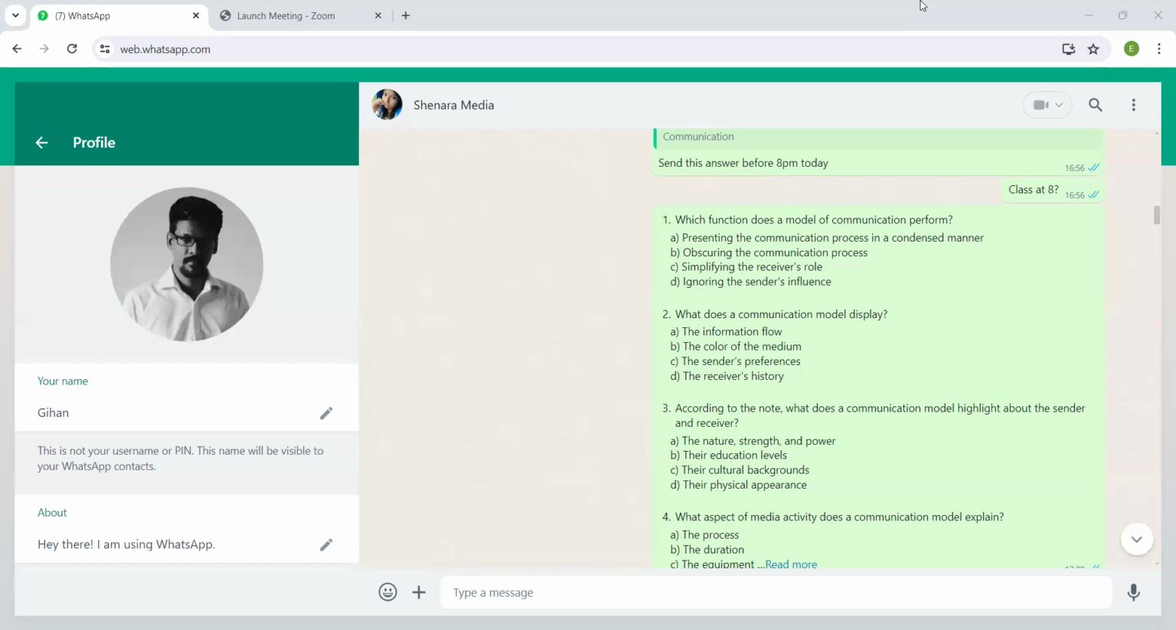According to the note, what does a communication model highlight about the sender and receiver? Answer: A. The nature, strength, and power. Correct.